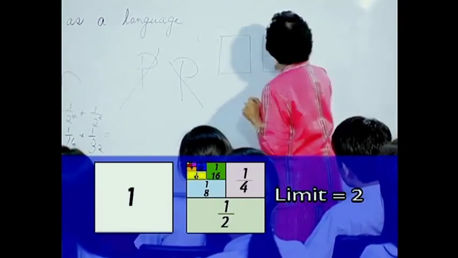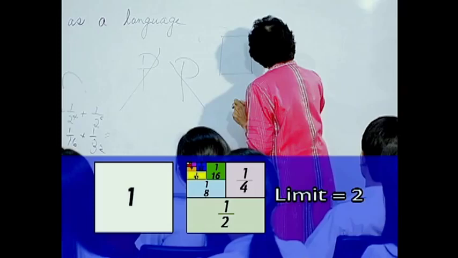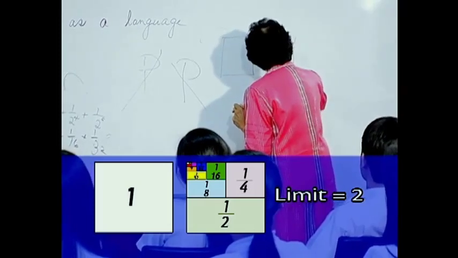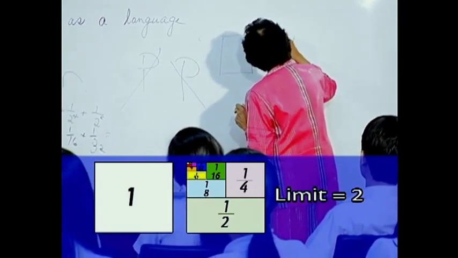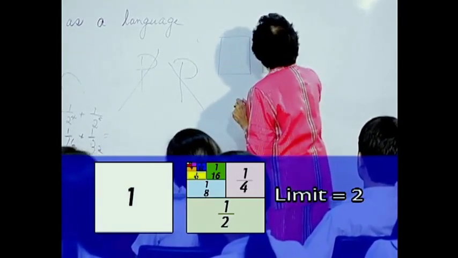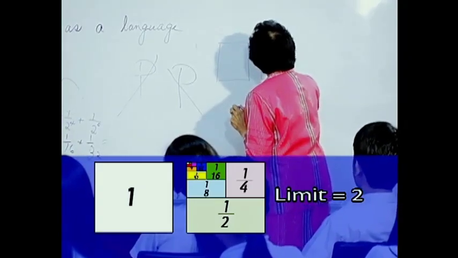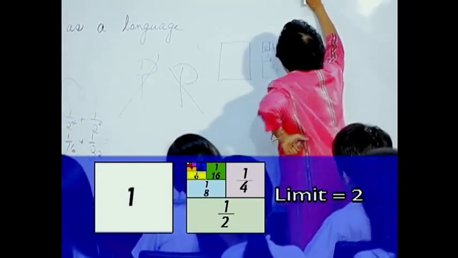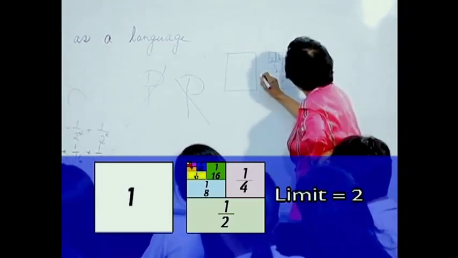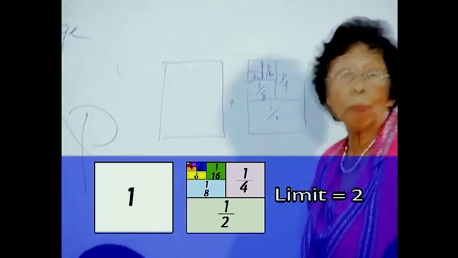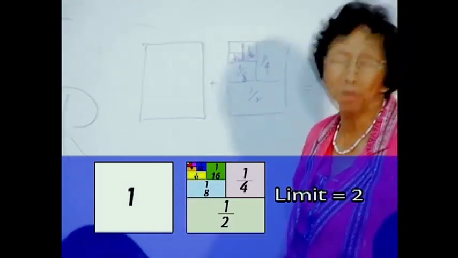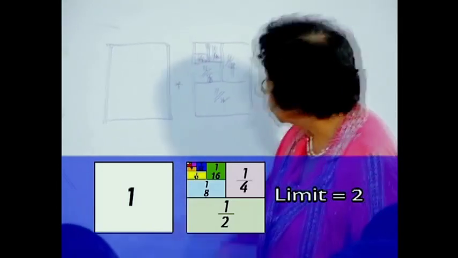Right. And I have, what's the next? 1/8. And I have the next, 1/16. And what is the next? 1/32. Aha. So what's the sum of all of these? It's approaching, approaching, right? So the limit of this is going to be 2.